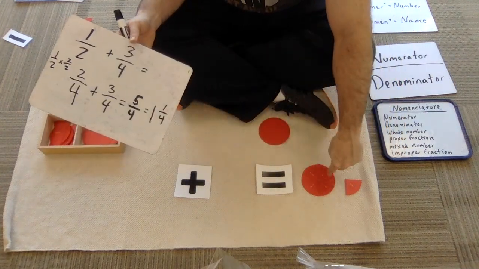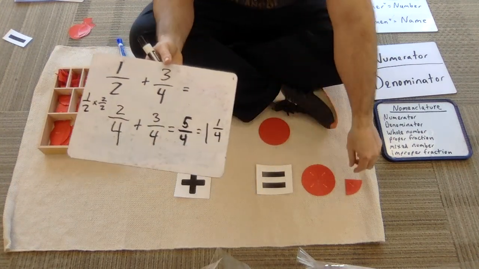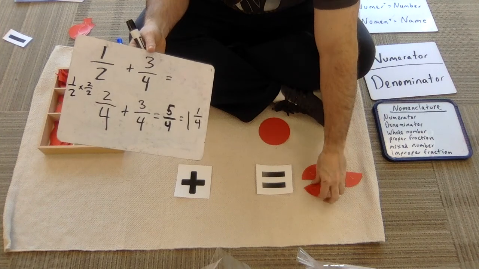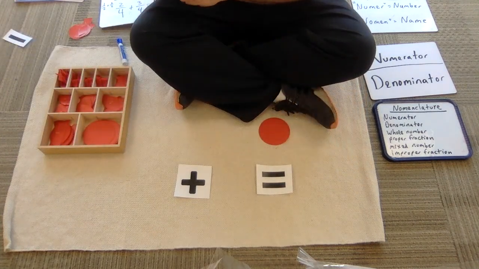Look at that. 1, 2, 3, 4, 5/4, improper. 1 and 1/4, mixed number. So that's going to happen sometimes when you add fractions, kids, and that's okay. It's a lot of fun, actually, to do it.